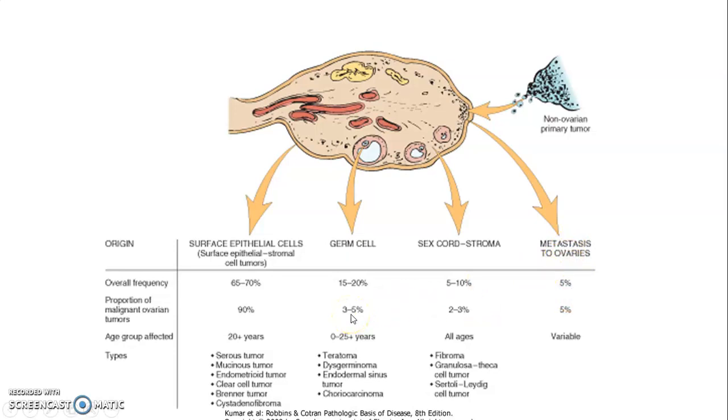Malignant transformation is very low, 3 to 5% in germ cells and 2 to 3% in sex cord. The proportion of malignant ovarian tumors is 3 to 5%. Sex cord stromal tumor is seen in all age groups, and germ cell tumors in 0 to 25 years. So the reproductive age group is the most common age group involving these ovarian tumors.